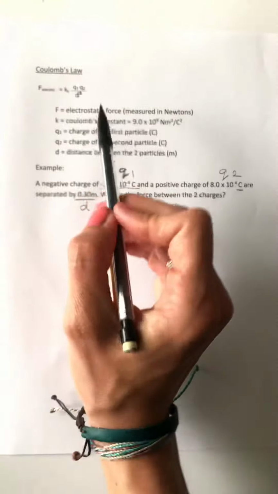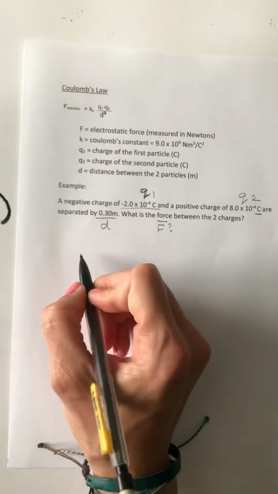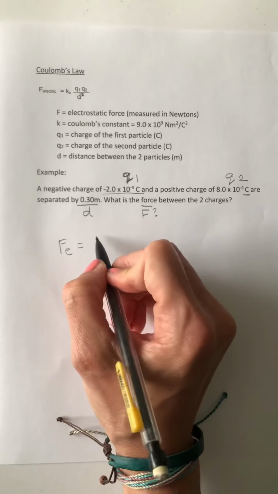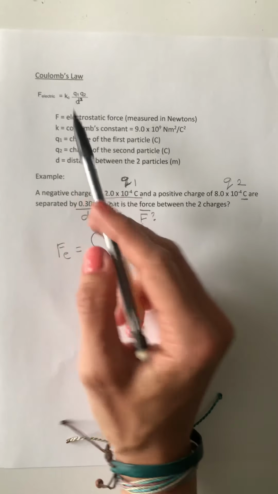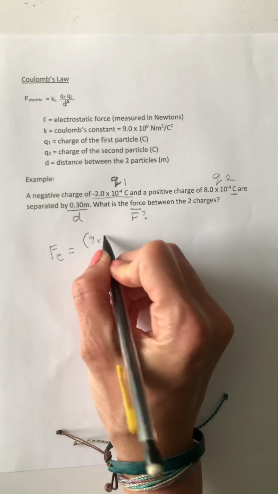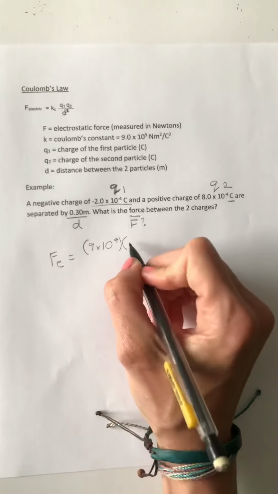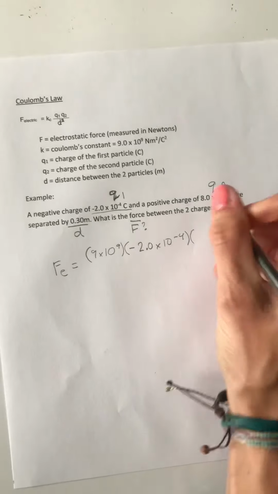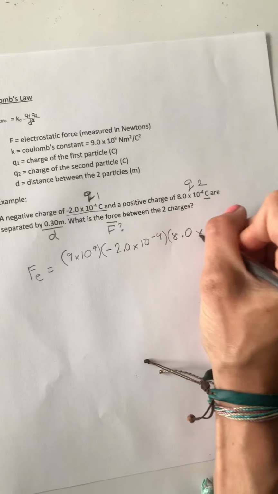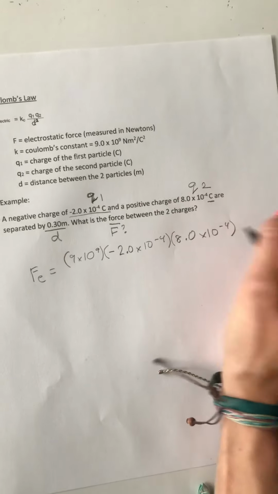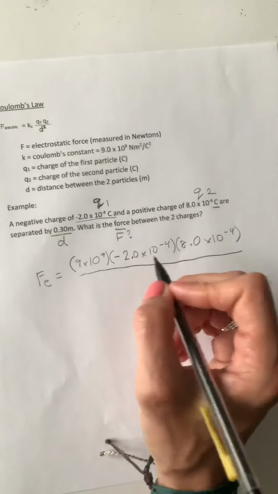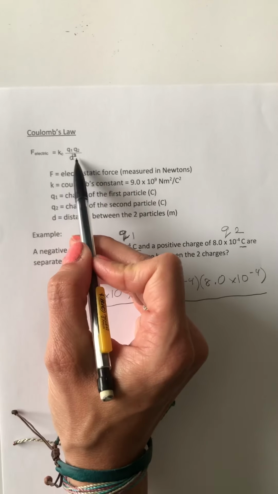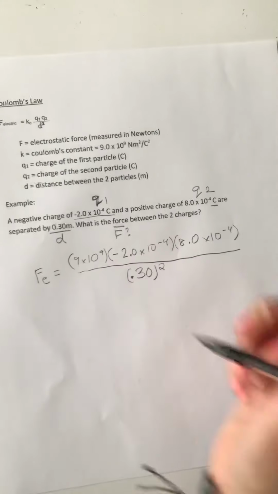Okay, so there's my formula up here, and I'm going to plug in all my numbers. We're looking for the force, and it's an electric force. We're going to do the K first: 9 times 10 to the 9th. Charge 1 is negative 2.0 times 10 to the negative 4. Charge 2 is 8.0 times 10 to the negative 4. And that's all divided by 0.30. And don't forget, in the formula you square it, so you have to square it down here as well.